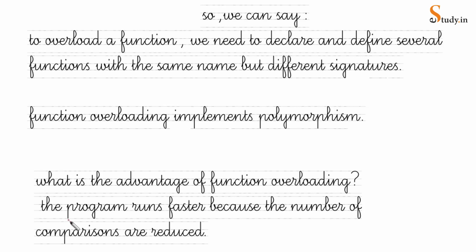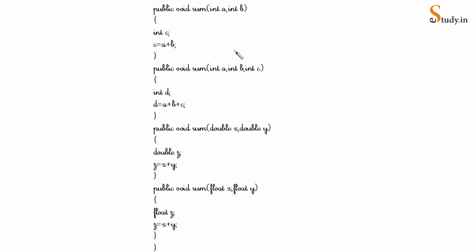This question is also important, and the program runs faster because the number of comparisons are reduced. So that is the advantage of function overloading. Now here we have taken one more example of function overloading. So if you see, we have a class called test, and within the class test we have a sum method. So we have different versions of sum method here.